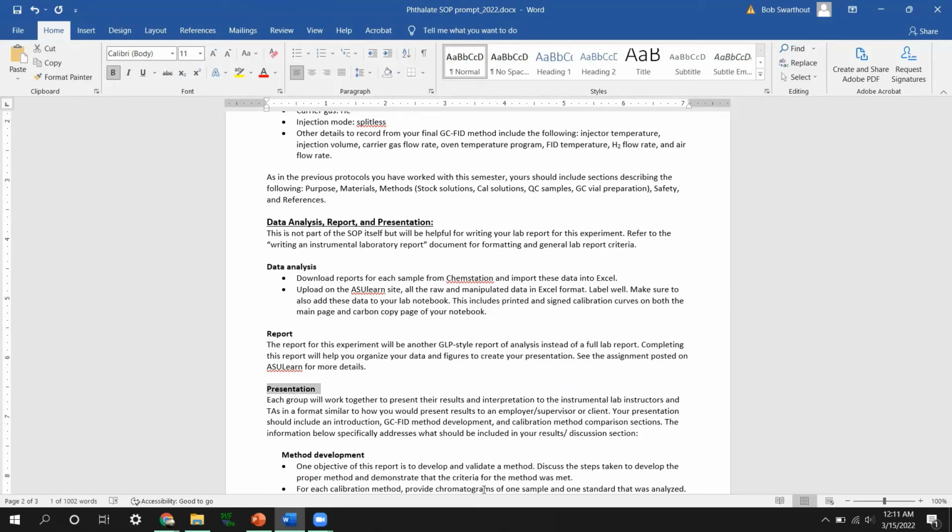So the presentation, you're going to be working with your group, your lab mates, to basically give us a presentation on your results from this experiment. And we are going to play the role of your employers or your clients or your supervisor in a job. And we are going to ask you questions to test your knowledge, but also to see whether your experiment was valid.